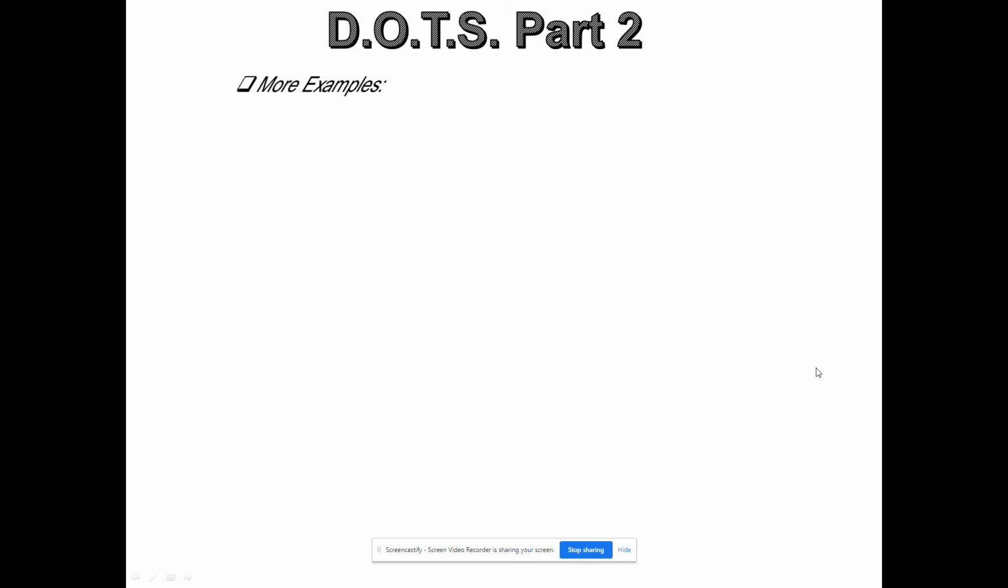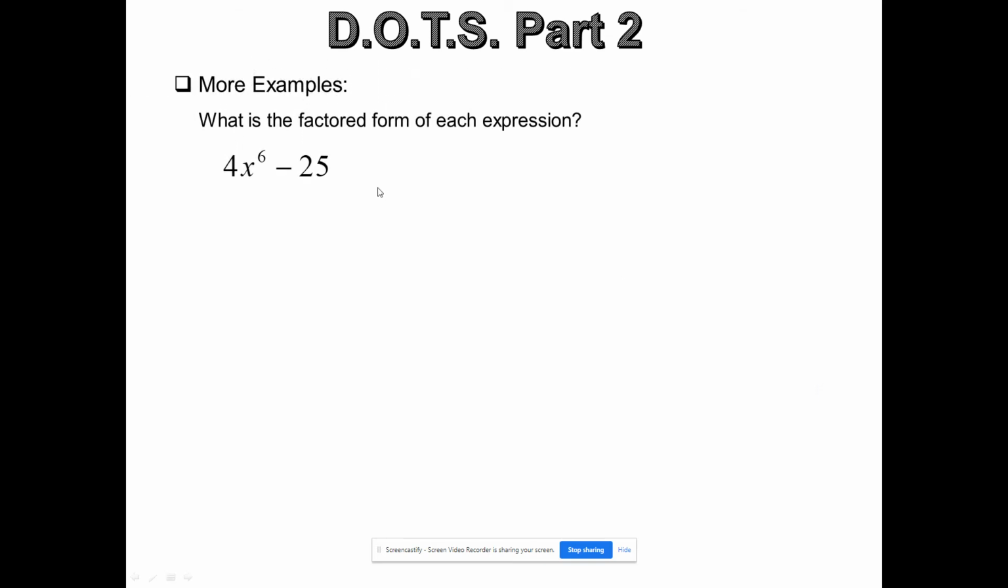Okay, so let's look at some more examples. So we have 4x to the 6 minus 25. 4 is a square, and so is 25. This is a square because it's even, because we can cut it in half, and that's what we do.